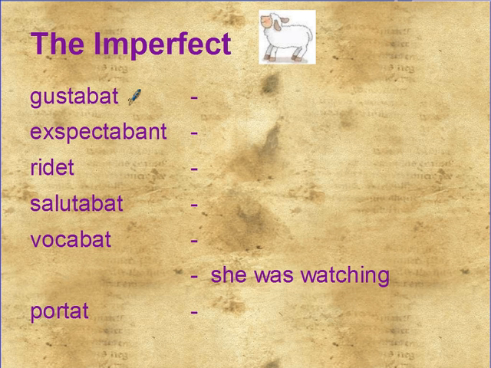T, that's singular, so he or she. Ba, that means was. And gusta, to taste. That means our answer is, he was tasting.